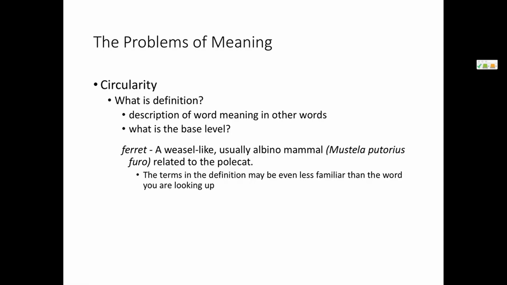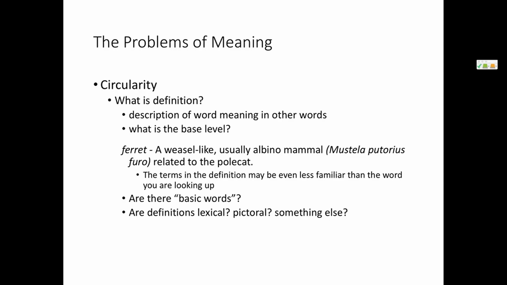So the terms in the definition might be less familiar than the word you're looking up. So I'm looking up ferret. I don't know what it is. Oh, it's a weasel that looks like a polecat. Duh. That means nothing. Okay. Are they basic words, words that everyone understands or knows? That's a good question. Are definitions lexical, pictorial, something else? I mean, how do you determine what to define?